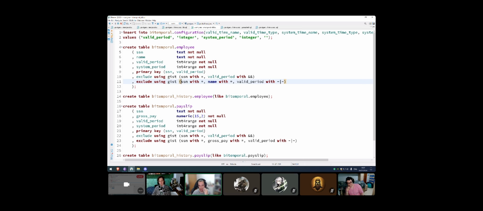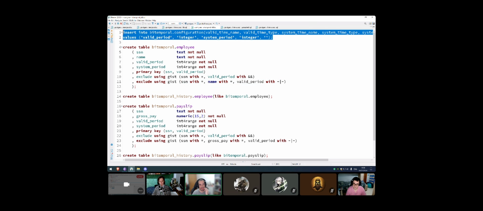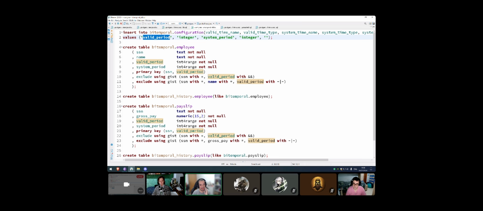So this is actually part of a work in progress I'm making as a library or extension or something like that. This is doing some configuration, saying that the valid time is called valid periods. It is of type integer, I'm not using a date here, and the transaction time is system period or system time, right? This is what is called on the table itself, on the relation.